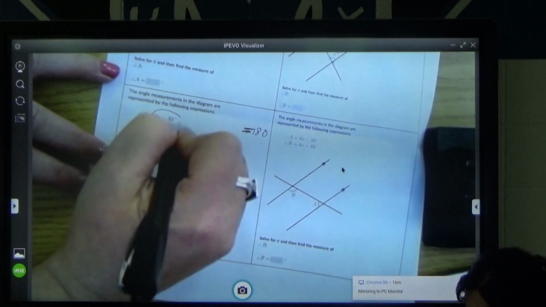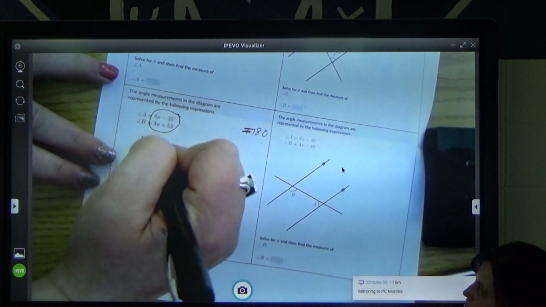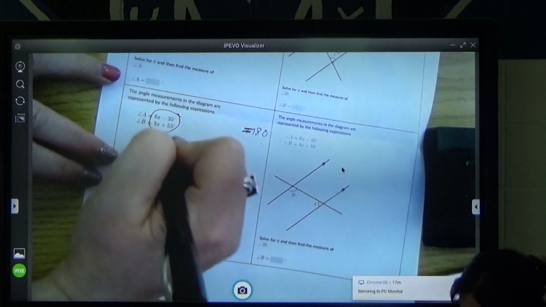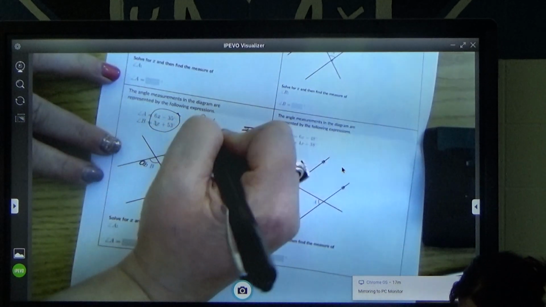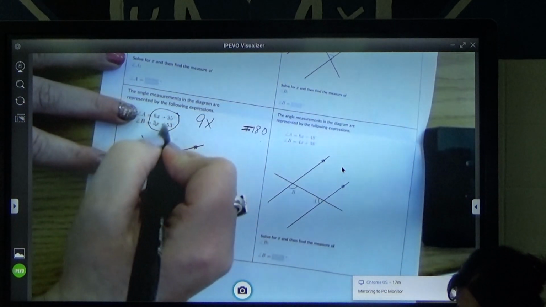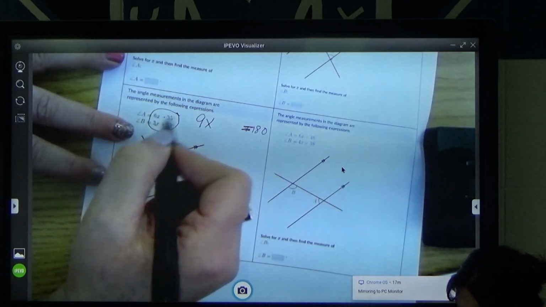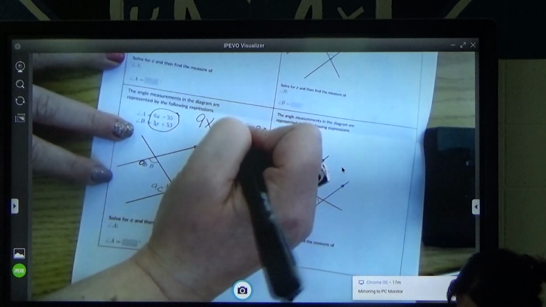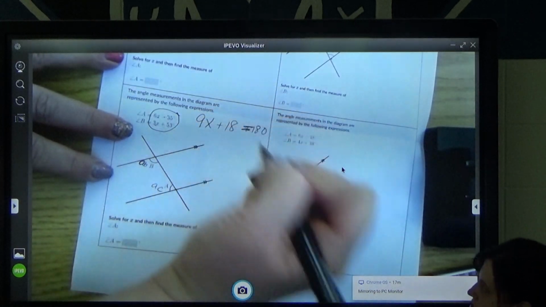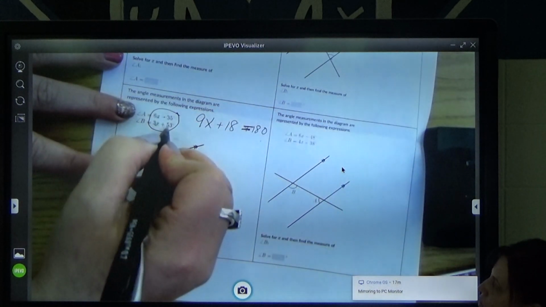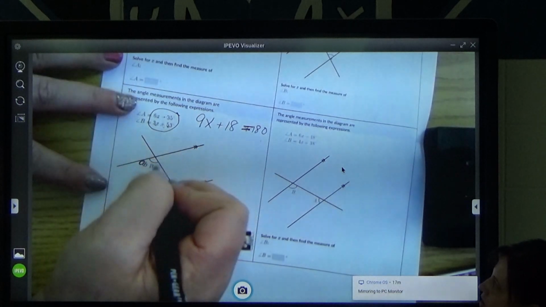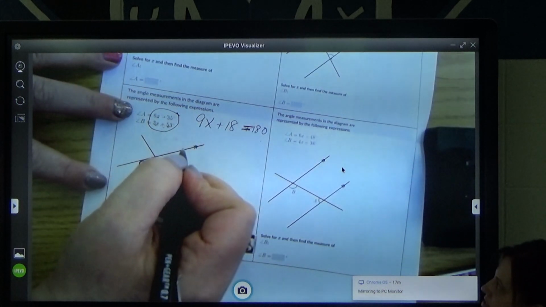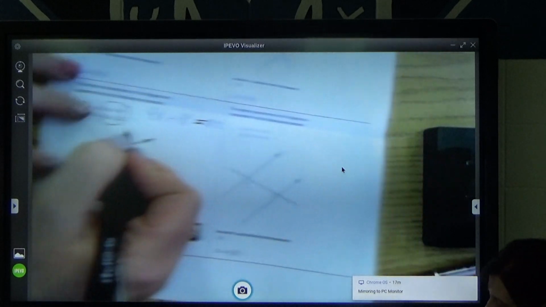Whenever I add these expressions together, I want to go ahead and combine like terms. So 6x and 3x is 9x. And now I have opposite signs, so I need to go ahead and subtract. 53 take away 35 is going to be 18. So it'll be positive 18 because my larger quantity was the positives. So my equation is 9x plus 18 equals 180.